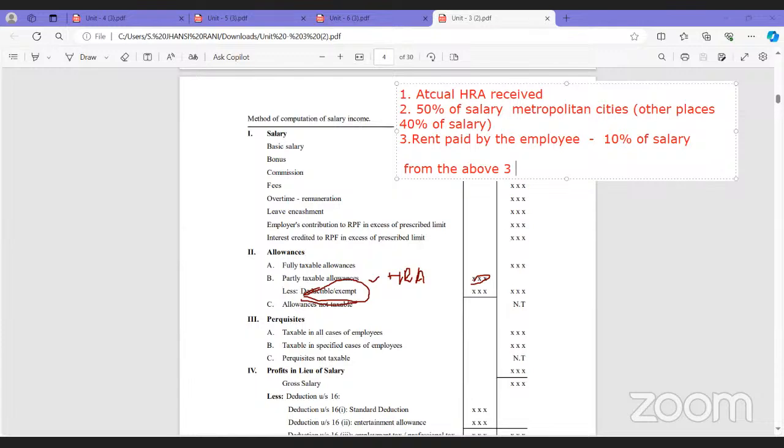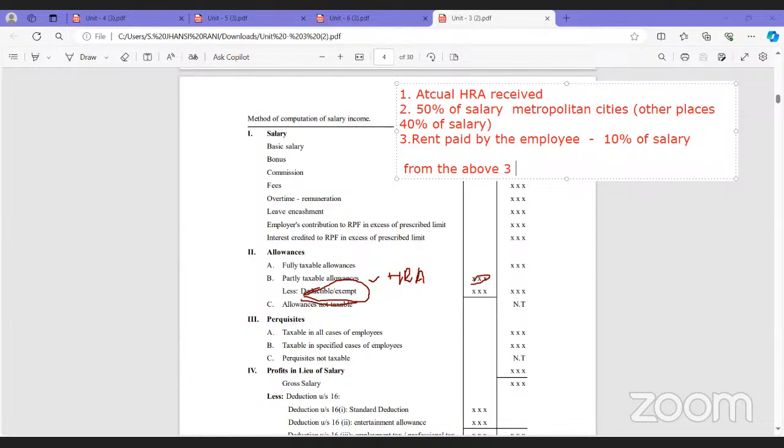Yes, ma'am. Ma'am, in the third point, 10% of salary means gross salary or net salary? Your voice is not clear. I couldn't hear. Please be clear. Pardon, please.